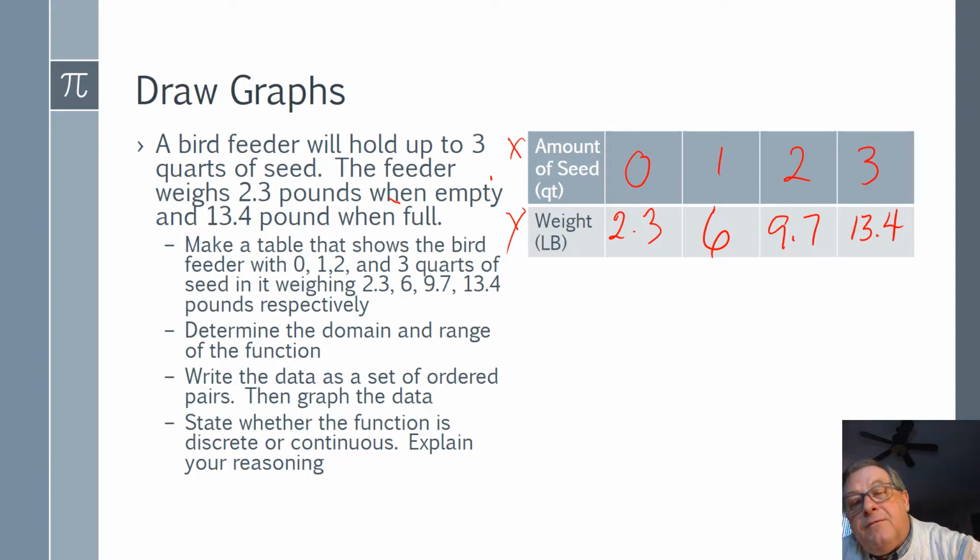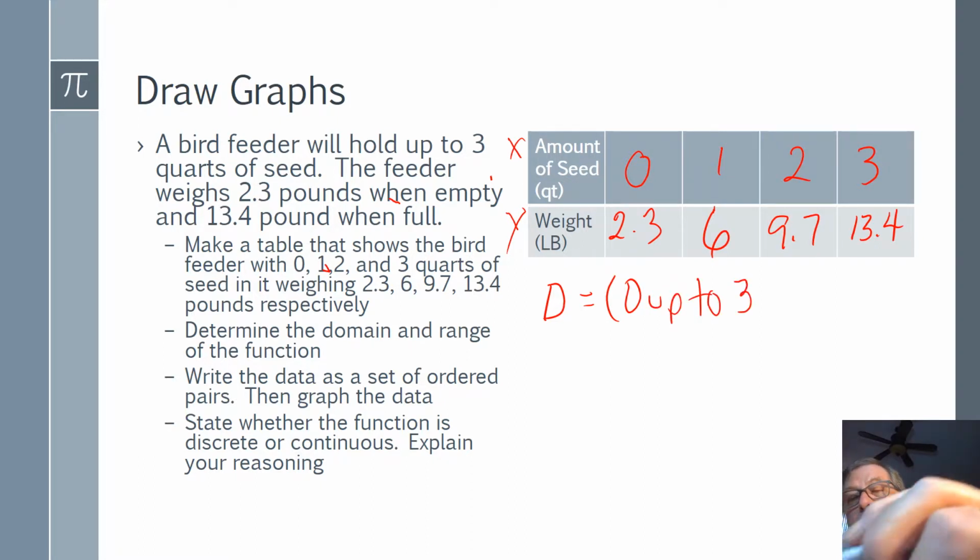And so we can then define our domain, and we'll use capital D. Well, that's going to equal anywhere from 0 up to 3 quarts, because I don't have to put in just a whole quart, right? I could put in a half a quart, or 1 1/3 quarts, or 2 2/3 quarts, something like that.